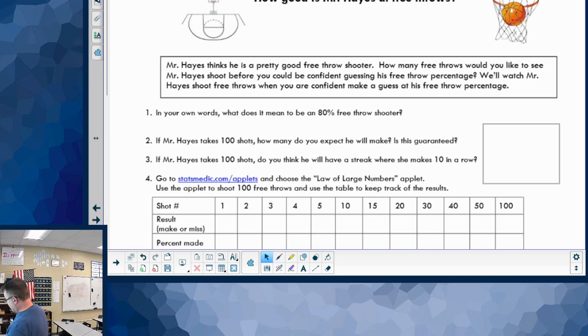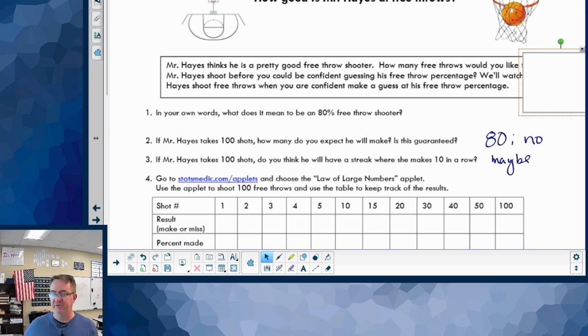Now, I've jotted down a couple of ideas here. The first thing I'm going to have here is that obviously I'm going to make about 80 shots. Is it guaranteed? No. You probably know that from flipping a coin. If you flip it 4 times, you're not guaranteed to get 2 heads and 2 tails. And am I going to make 10 in a row? I said maybe, because you all know you get on streaks, and at 80%, you just have to make 2 other ones to make it work.